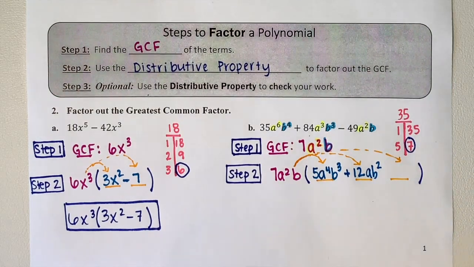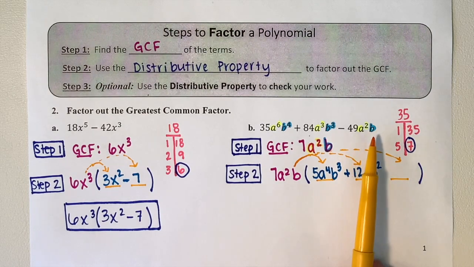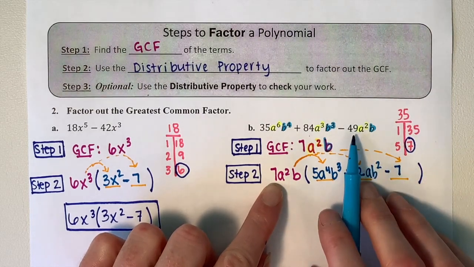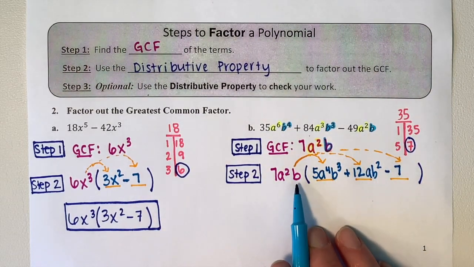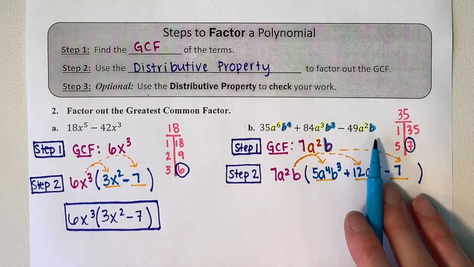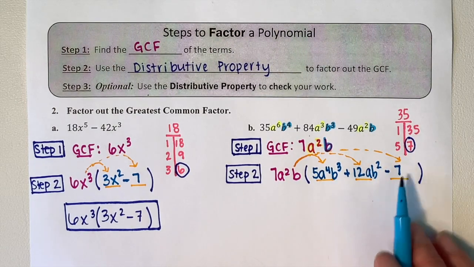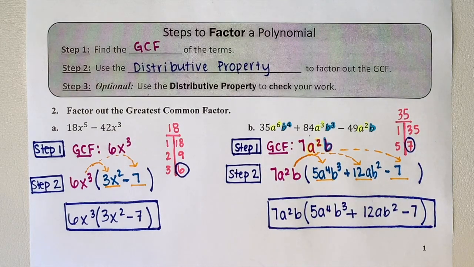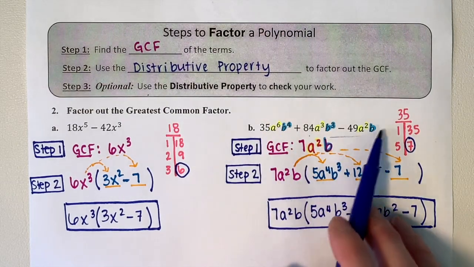Last, we need to ask ourselves, what would we need to multiply 7a squared b by in order to get negative 49a squared b? Let's see. 7 times negative 7 will give us our negative 49, and we have a squared b, and we want a squared b, so we don't need to add any variables here. So this is our final answer. I'm going to just copy down this exact statement right here. And again, you can always check your work by distributing. If you distribute the 7a squared b to each of these terms, your result should be the original problem.